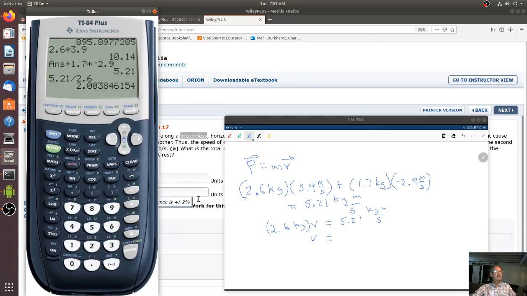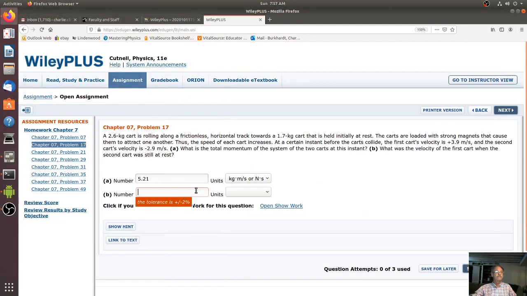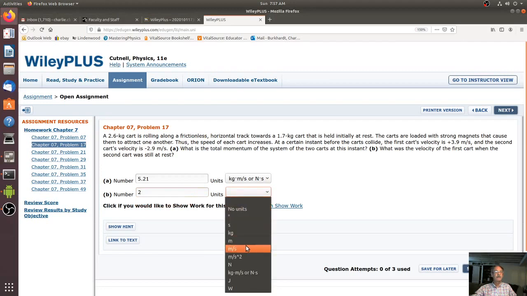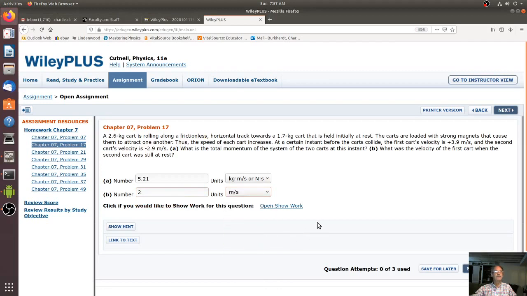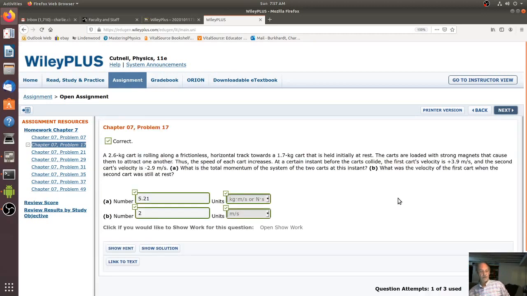And I get 2. And the units would be meters per second. There it is. All right, see if those equations worked. Yay!